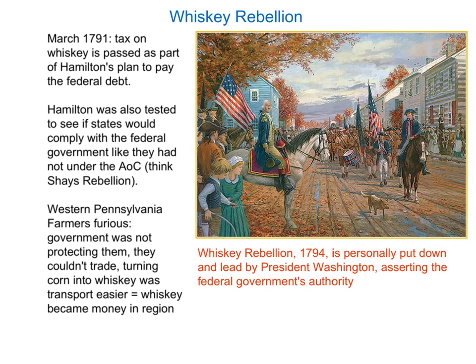Also turning to situations at home, we still have this crushing debt that we have to deal with, not unlike today. So what happens is in March of 1791, a tax on whiskey is passed as part of Alexander Hamilton's plan, again Secretary of the Treasury, to pay off this federal debt. He was also curious to see, in testing, if the states would actually comply with this federal government law, and the power of the Constitution, the power of Congress to levy taxes on its people and its states, like they hadn't under the Articles of Confederation. Remember Shays' Rebellion?